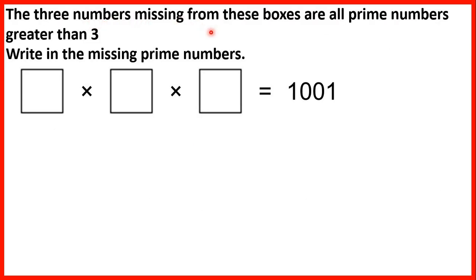The three numbers missing from these boxes are all prime numbers greater than 3. Write in the missing prime numbers. Now remember, a prime number is a number with only 2 factors. A prime number is only in the 1 times table and its own times table. So we need a prime number greater than 3. 4 is not a prime number because that's in the 2 times table.